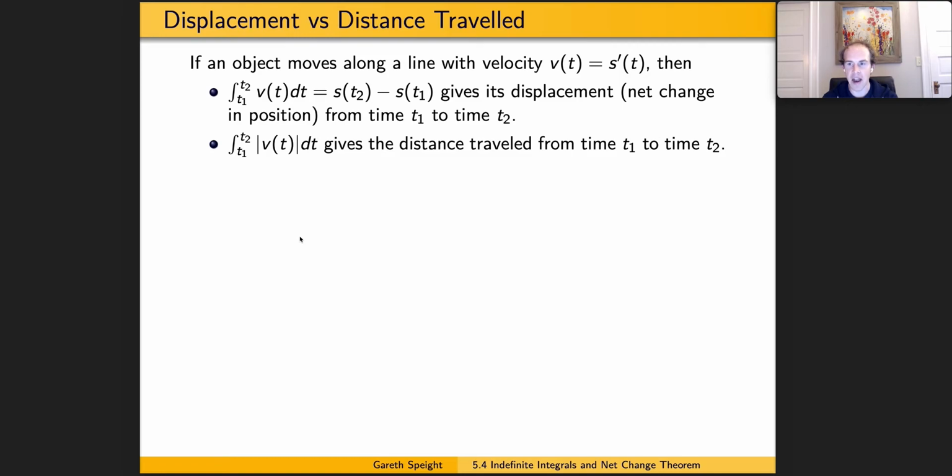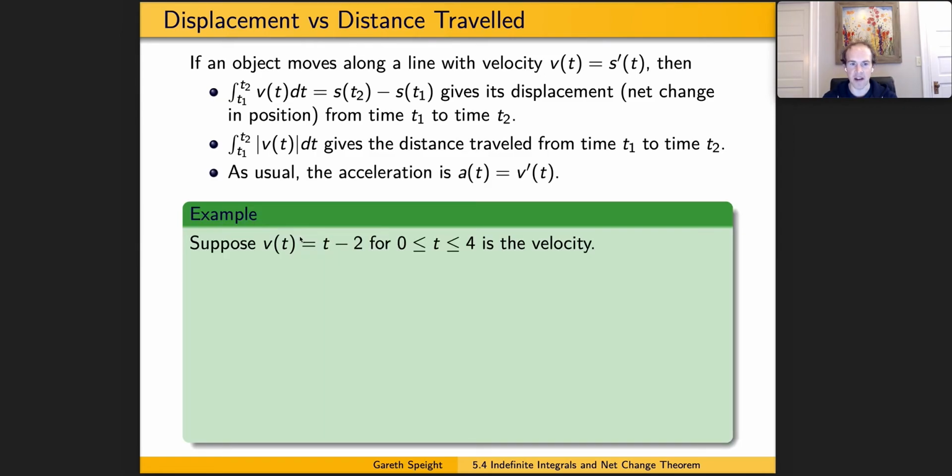So we don't want any negatives canceling the positives. So in that case, we should integrate the absolute value. So we do the integral from t1 to t2 of the absolute value of the velocity, because we don't want negatives and positives. We don't want one direction and then the other direction to cancel each other out. Okay, so let's see how this works in an example.